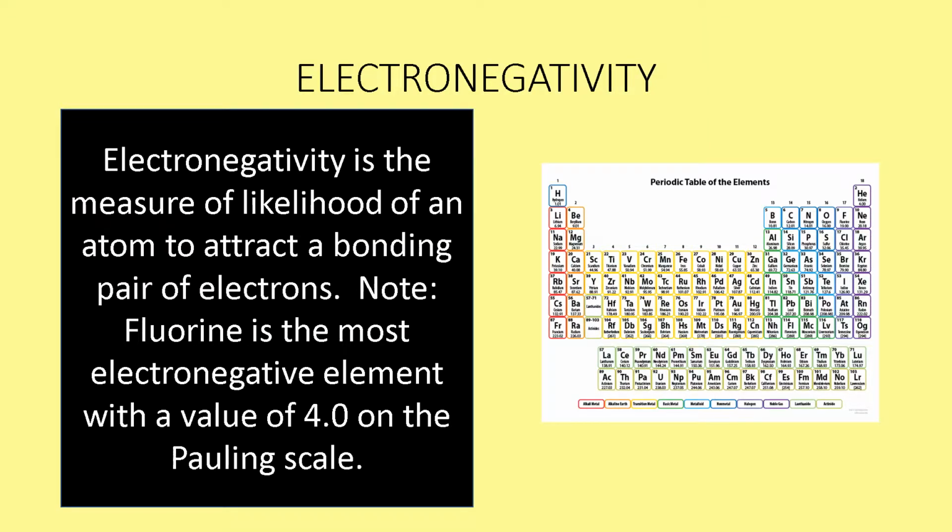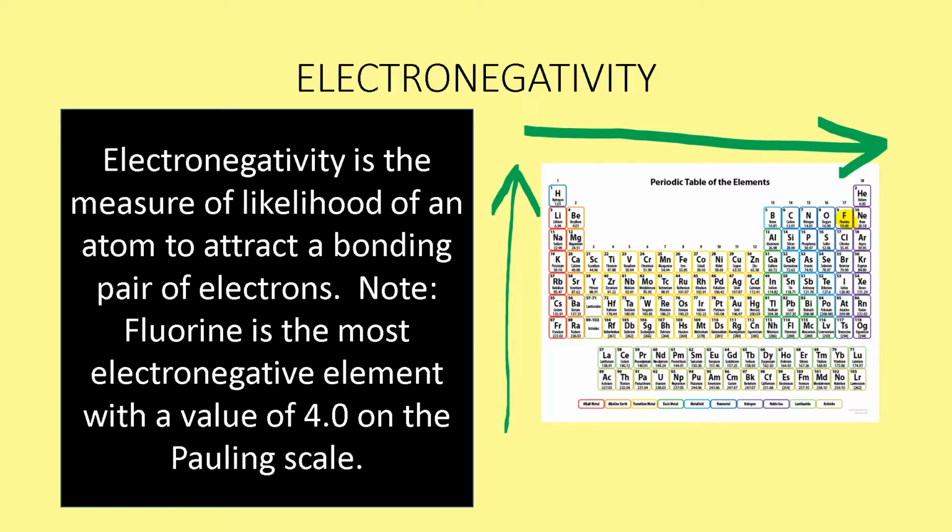Next, we're going to talk about electronegativity. Electronegativity is the measure of likelihood of an atom to attract a bonding pair of electrons. And it's also important that you note that fluorine up here on the periodic table is the most electronegative element with a value of 4.0 on the Pauling scale. And the Pauling scale is just what we use to measure the electronegativity of the elements. So the increasing order for electronegativity is from bottom to top and from left to right, just like the last two periodic trends.